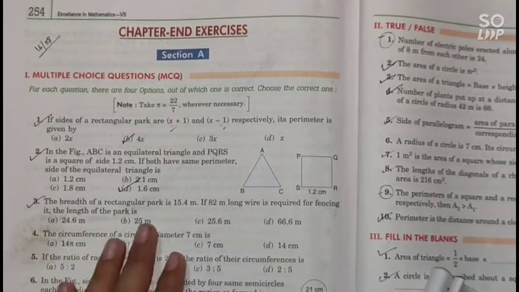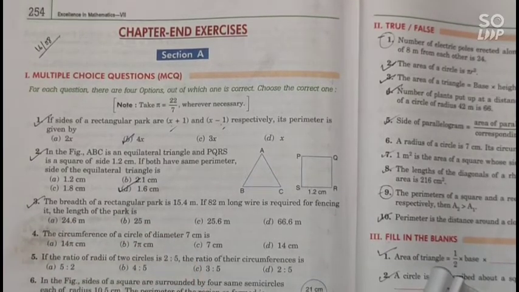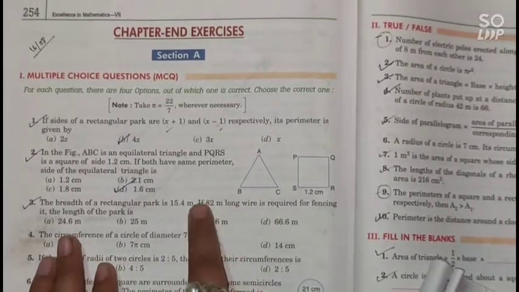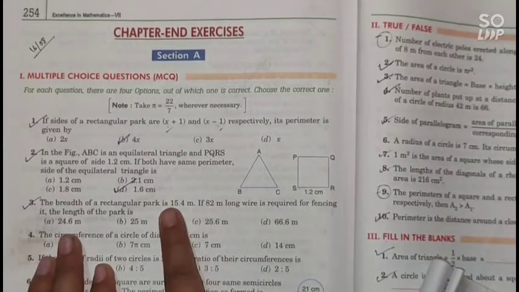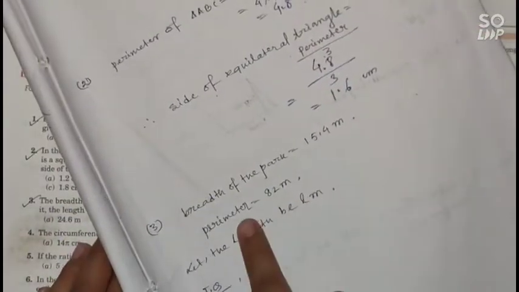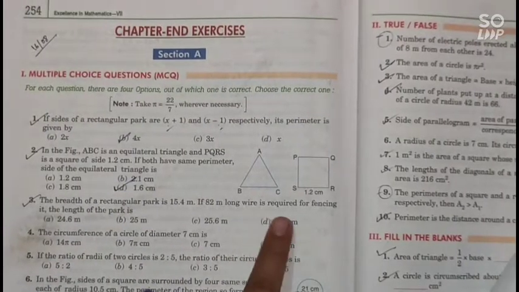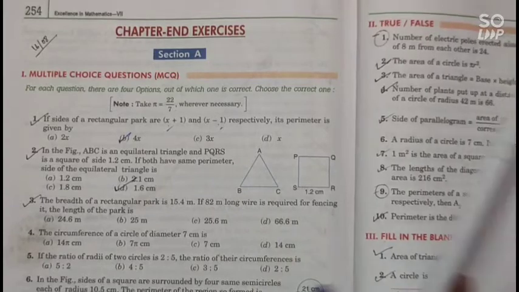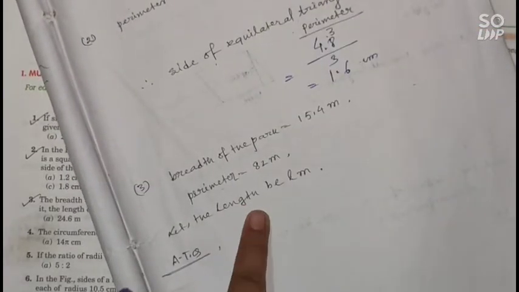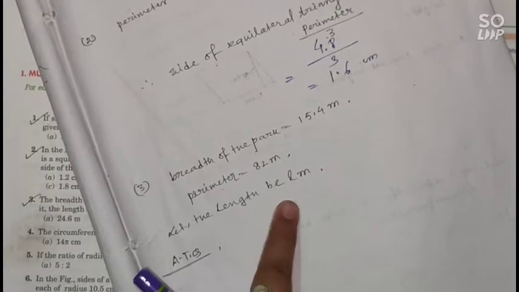Next, question number 3. The breadth of a park is 15.4 meter and 82 meter long wire is required for fencing it. That means 82 is the perimeter of this park. You have to find the length of the park. So let the length be L meter.